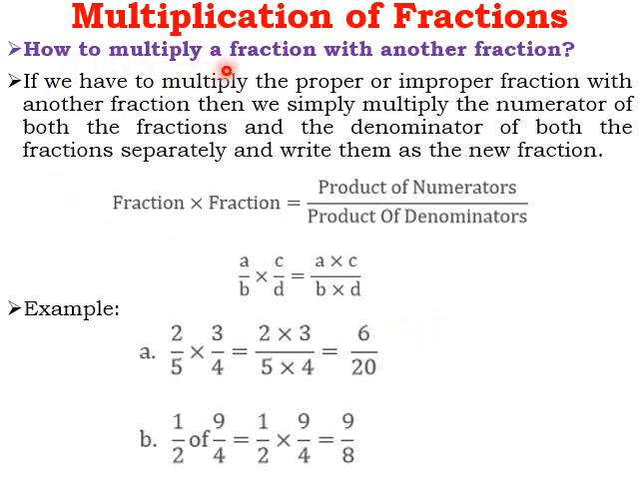How to multiply a fraction with another fraction? Now this thing is again very simple. When two fractions are given, you have to multiply the numerators together and the denominators together. So you can see one example where I have taken two fractions as 2 by 5 and 3 by 4. So what I will do, numerators 2 and 3 will be multiplied, divided by denominators multiplied as 5 into 4. The answer is 6 by 20.